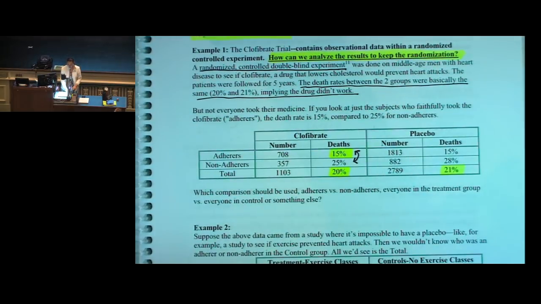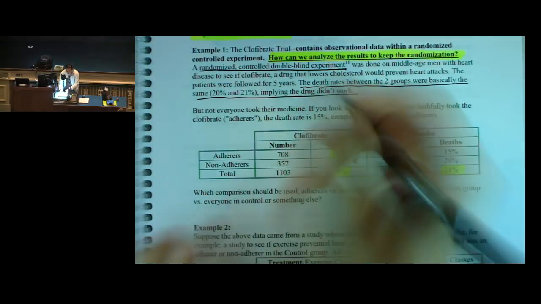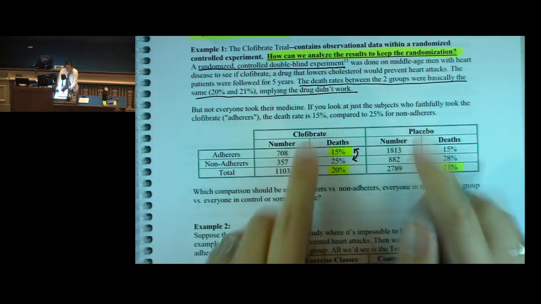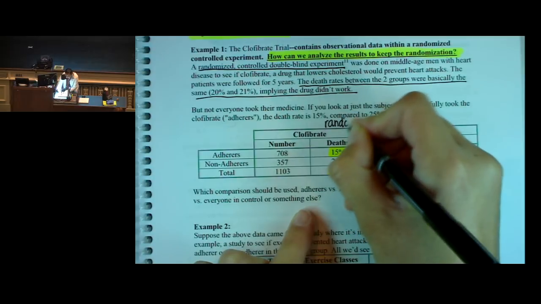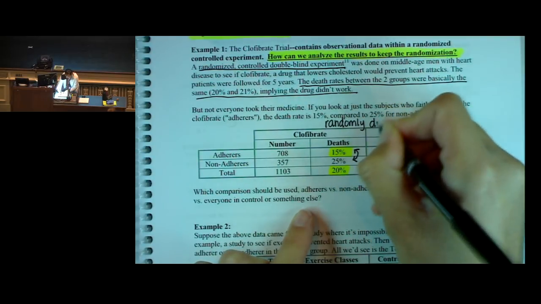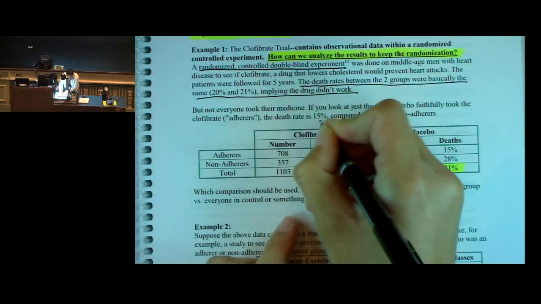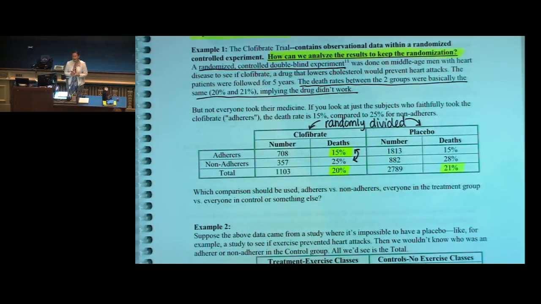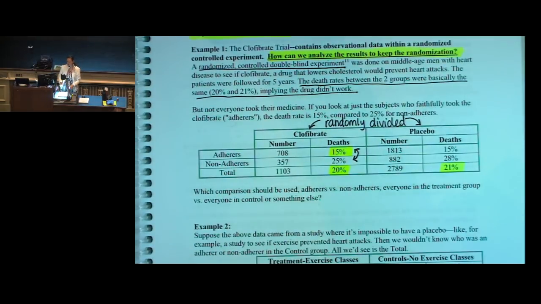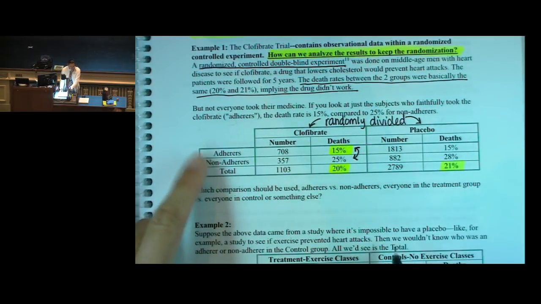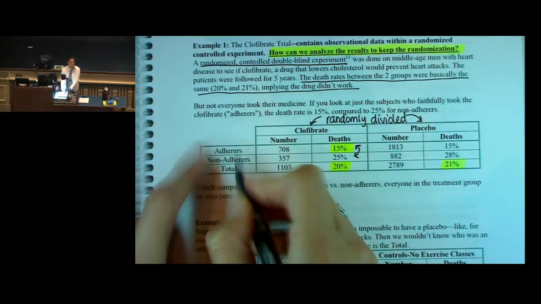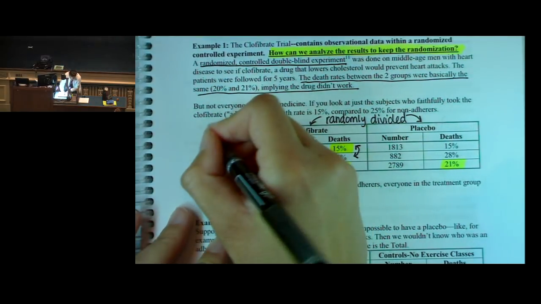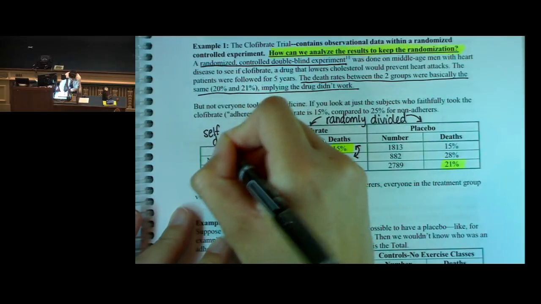But let's think about what happened here. So we have this good experiment. The subjects were randomly divided, all right? They were randomly divided into a treatment group and a control group, all right? And then in the middle of the study, we got this observational data within this random division. So basically the people in both groups decided, are they gonna take their medicine or no? And so they self-divided, which isn't good, right?